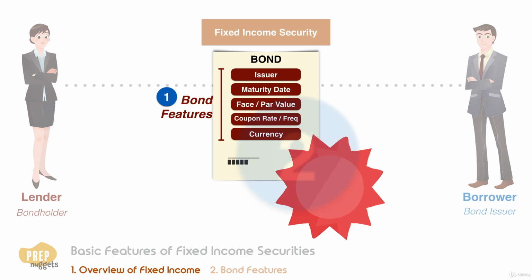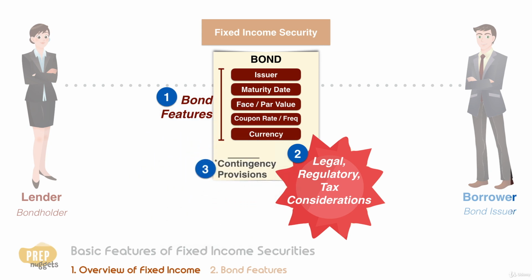Next, the legal, regulatory and tax considerations that apply to the contract between the issuer and the bondholders. And thirdly, the contingency provisions that may affect the bond's scheduled cash flows. These contingency provisions are stated options in the contract. They give the issuer or the bondholders certain rights regarding the disposal or redemption of the bond.